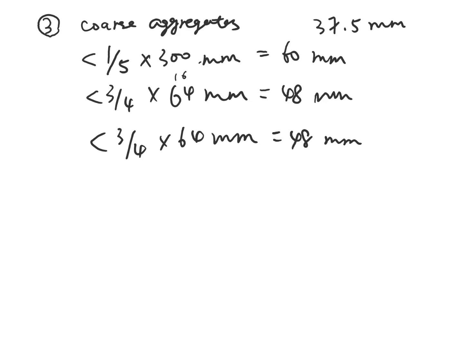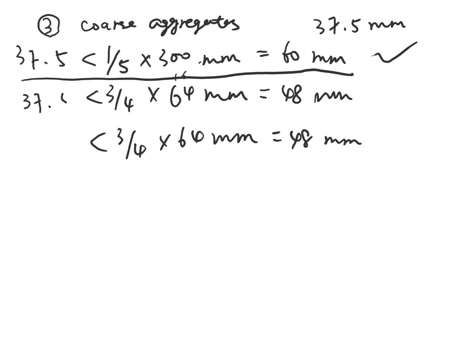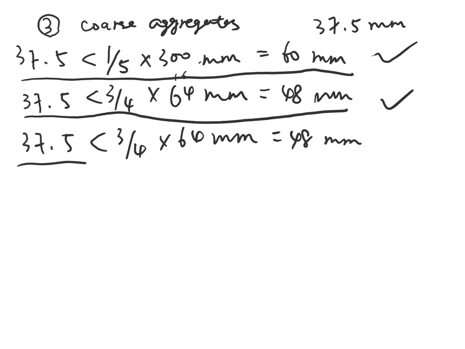So let's check if 37.5 less than 60. So this is right? And 37.5 also less than 48. This is also satisfied. And the last one is also satisfied. So it's okay for the dimension requirements.